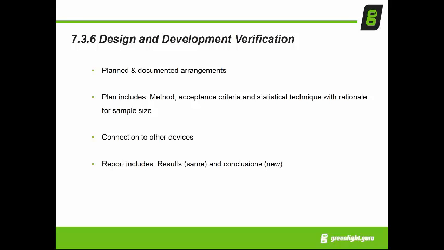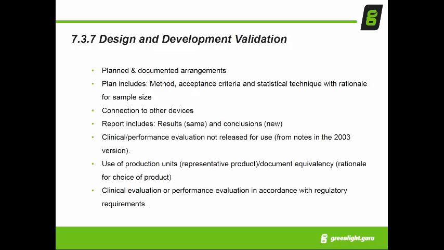All right, so getting back to design and development verification. Again, you need to plan this process. You need to have methods. You need to define your acceptance criteria. If you are doing some sort of test or analysis, you have to use valid statistical rationale and techniques, that's expected. You need to have results that are documented. You need to have conclusions. So these are all things that are expected as part of design and development verification.